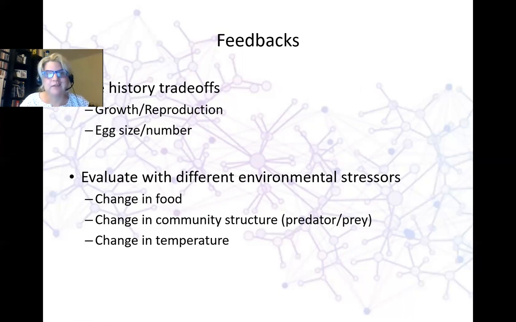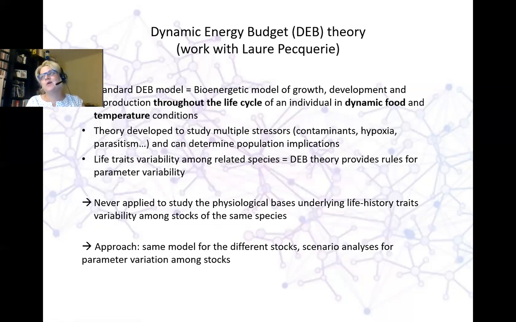And so that's where I started thinking about the DEB theory. That's how I got to you guys, right? This is some work that I've done with Laure Peccari. Basically we're working with a bioenergetic model of growth, development and reproduction throughout the life cycle of an individual with dynamic food and temperature conditions, using Kooijman's standard DEB model. Again, with the theory, we know you have all been thinking about multiple stressors, contaminants, hypoxia and their implications. But then I really wanted to think about those evolutionary pressures.